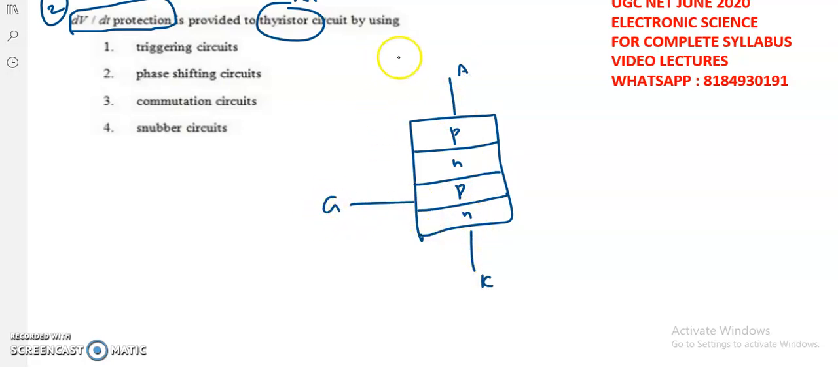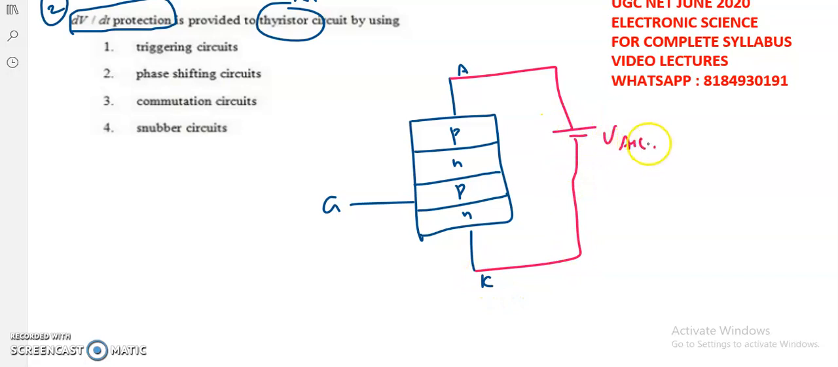Here once again I am showing you. There are a total of 3 junctions and 4 layers in the silicon controlled rectifier, and it has the anode, the cathode, and the gate. Fine. So if I connect a potential difference between the anode and the cathode and this potential difference is increasing, then J1 and J3 are in forward bias, but the junction J2 is in the reverse bias condition.